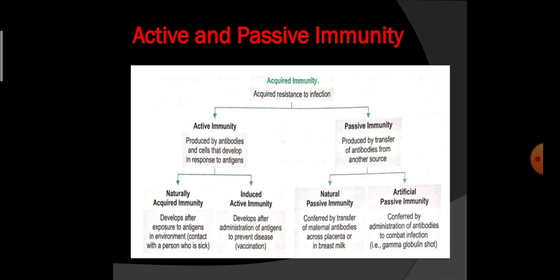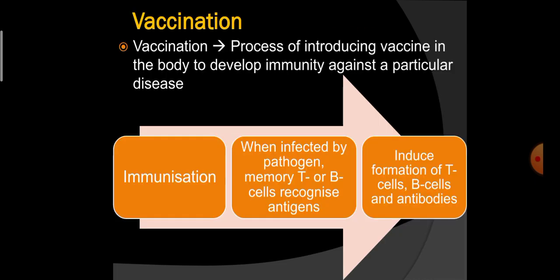Otherwise, the antibodies are injected, administering the antibodies to combat infection. Okay, that is artificial passive immunity. I hope you have understood active and passive immunity. Active is when the body itself develops immunity. Passive is when the body is provided with the necessary antibodies. Alright, now we'll see vaccination.